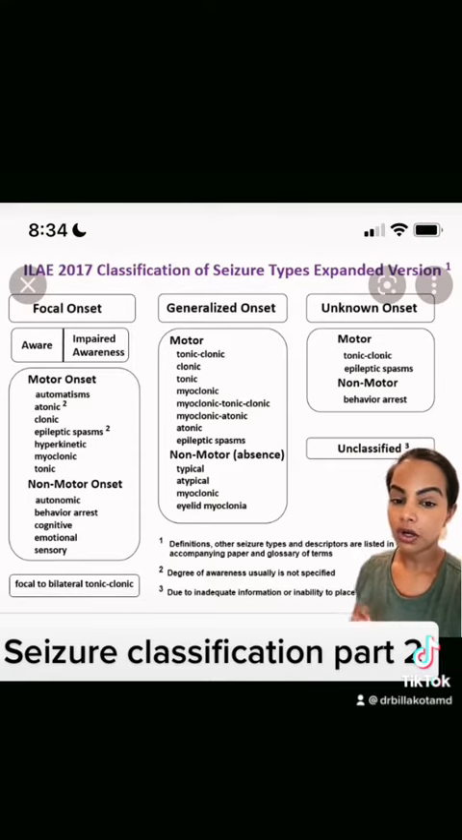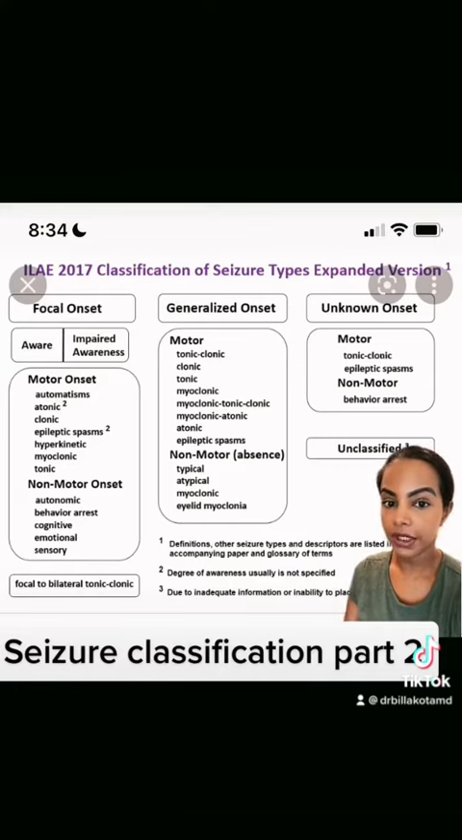Non-motor seizures are absence seizures. They can be typical or atypical. If you don't know what atypical absence is, leave a comment and I'll review it in a different video. And of course, you can have eyelid myoclonia as you see in Jeavons syndrome. Now, of course, if you don't know what Jeavons syndrome is, I will cover it in a different video, but definitely leave a comment.